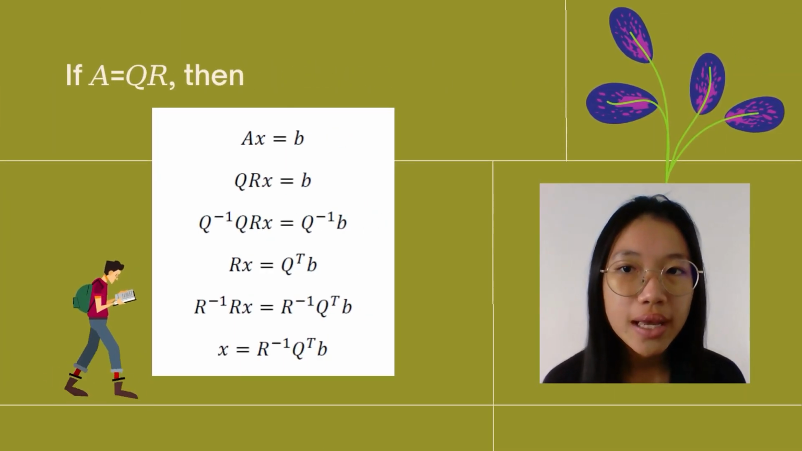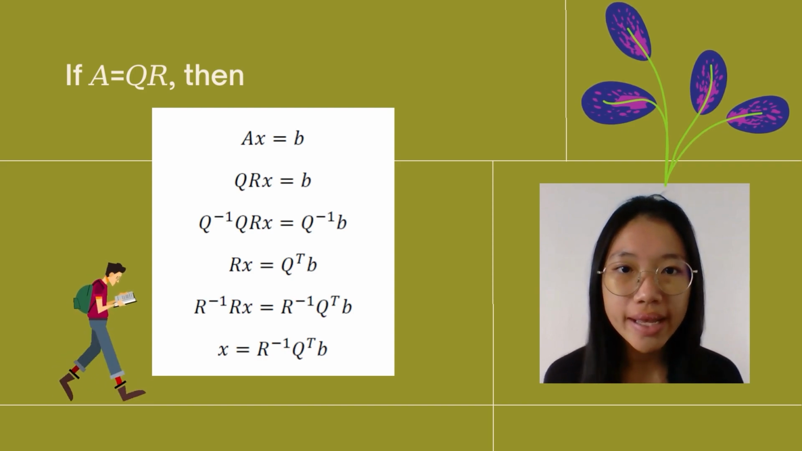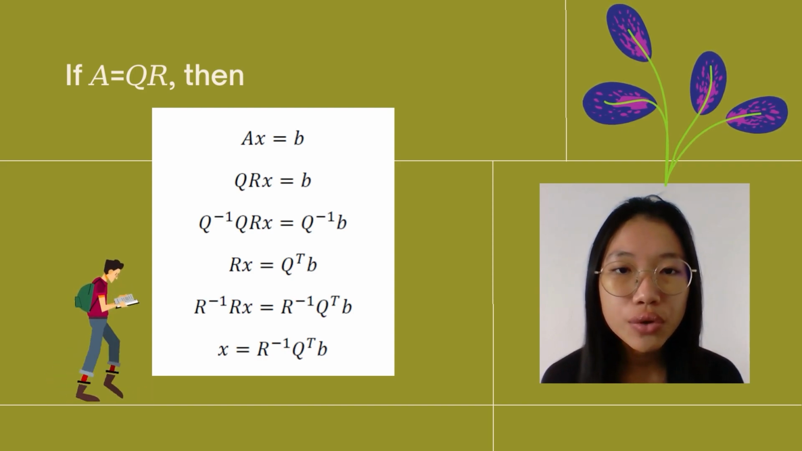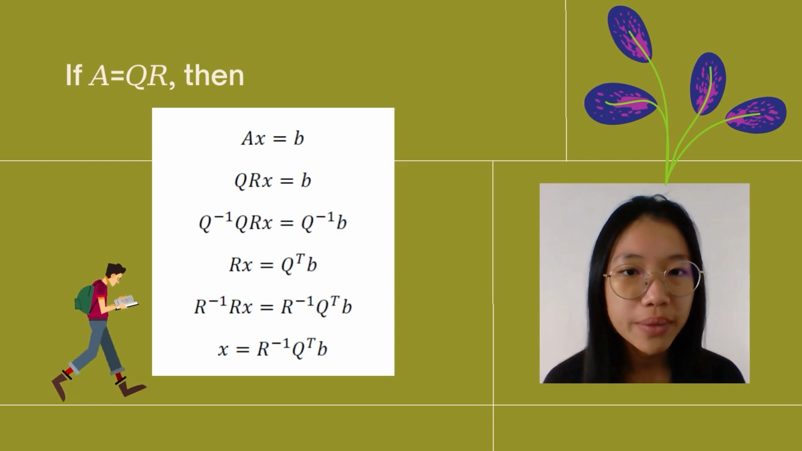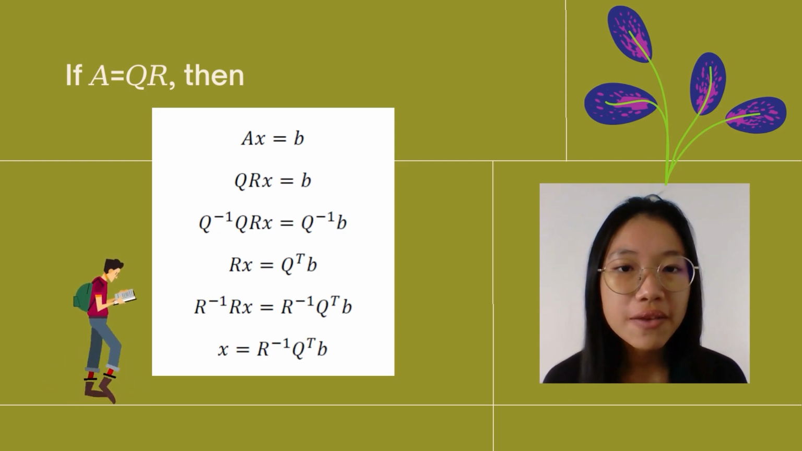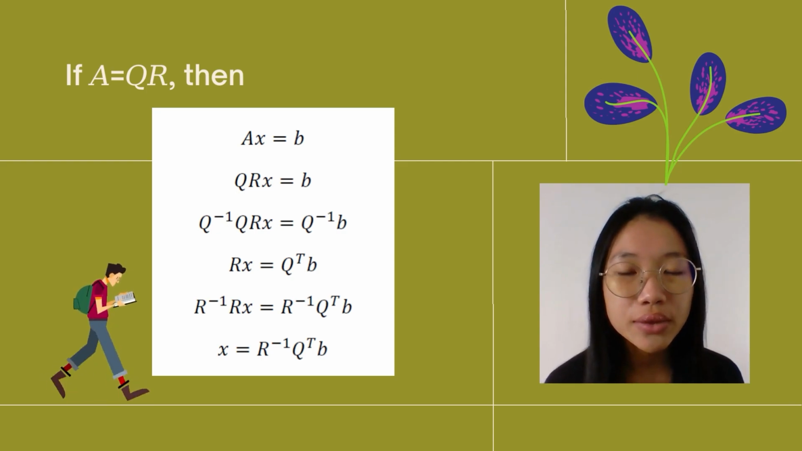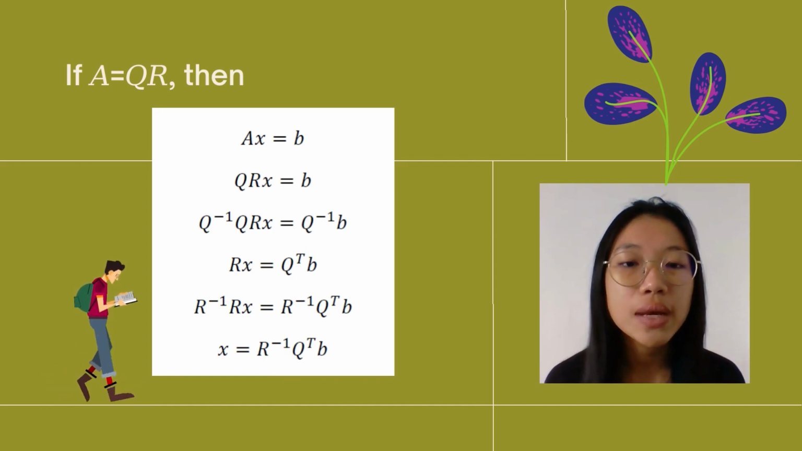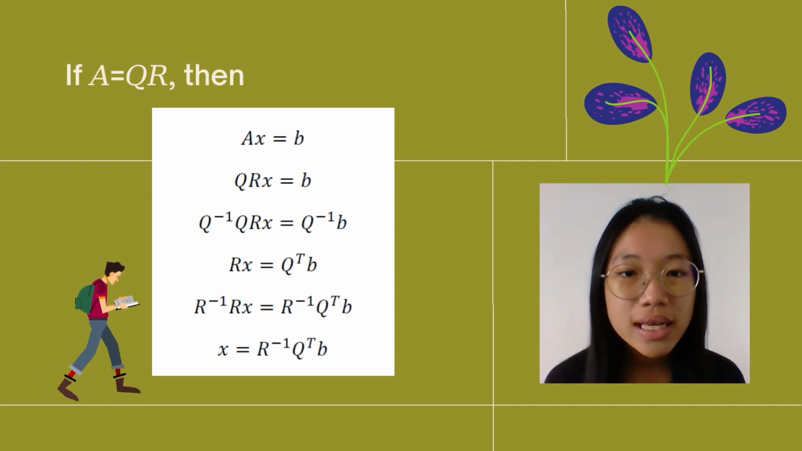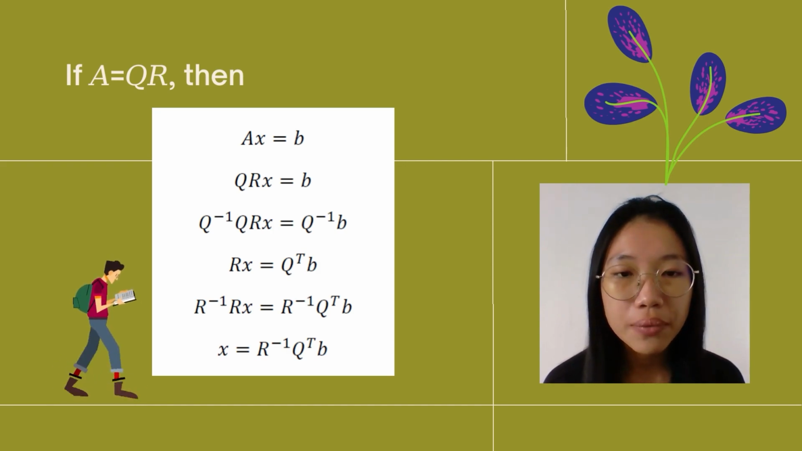AX equals B. If A equals QR, then I substitute QR inside. So QRX will be equal to B. Multiply the inverse of Q on the left-hand side and right-hand side to find RX equals Q transpose B. You need to change the inverse of Q to Q transpose. After that, multiply the inverse of R on both sides to find X. So X will be equal to the inverse of R multiplied with Q transpose multiplied with the matrix B.